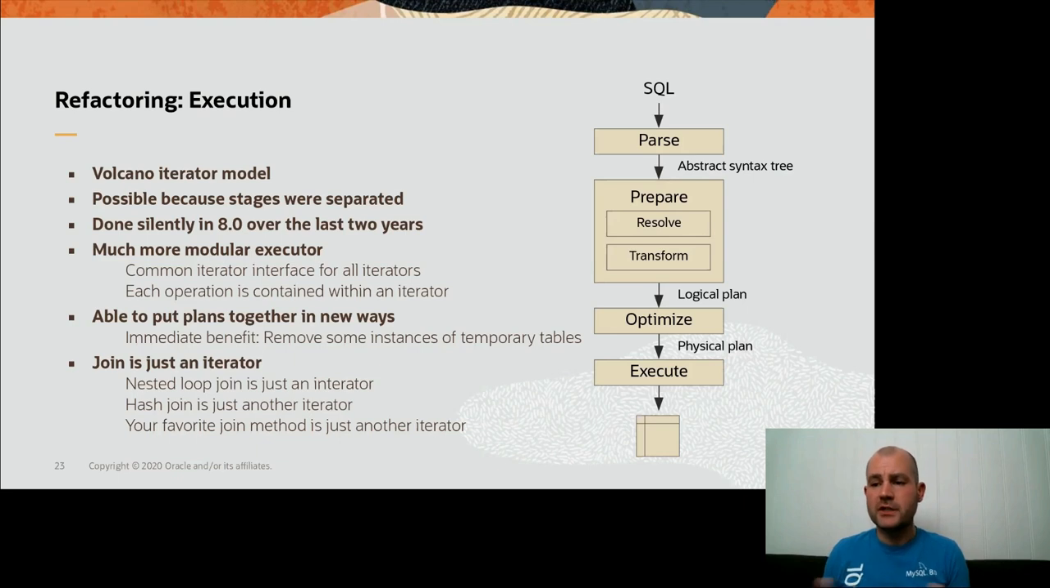Interesting. So over the last 2 years, we have refactored the whole thing. The code is reused, but it's just wrapped in a single iterator interface. So we can now put things together the way we want. And as you see in the last bullet point here, nested loop join is suddenly not the core of the algorithm, it's just an iterator, which means we can add hash join.